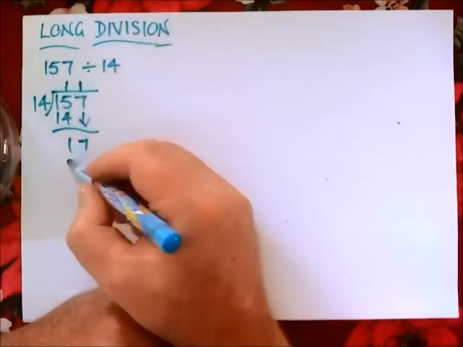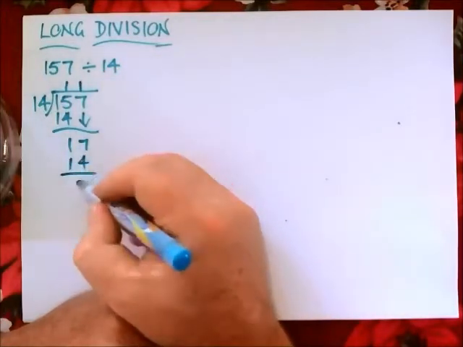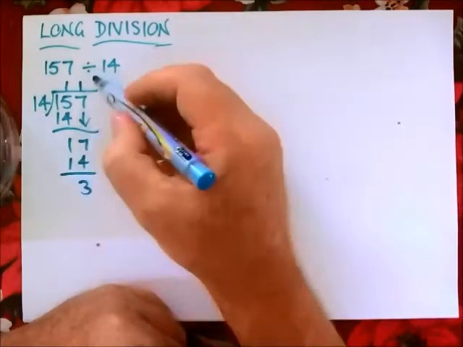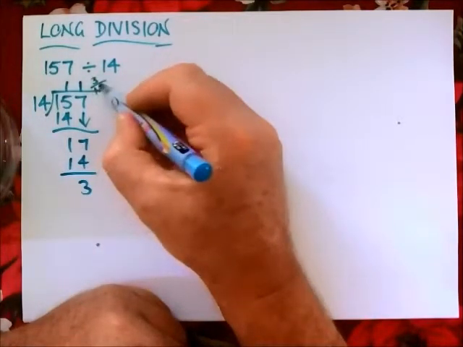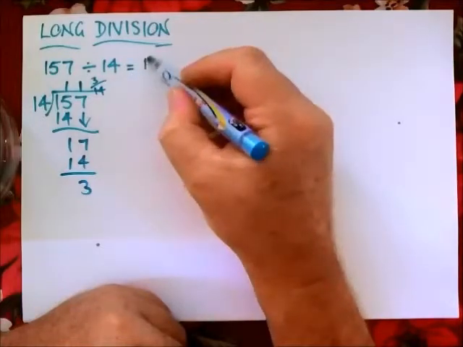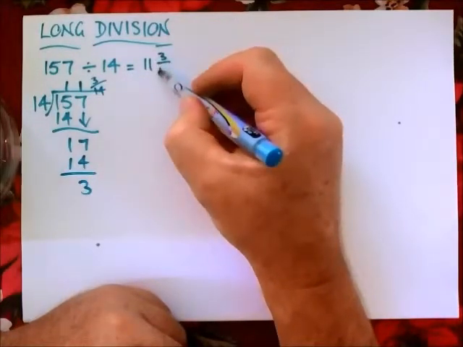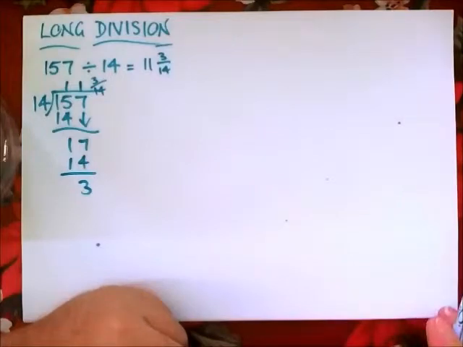Now, how many 14s go into 17? Only 1 again. What's left over? 3. So I've got a remainder of 3. Now, that remainder of 3 in high school is written in fraction form. So the answer is 11 and 3/14.